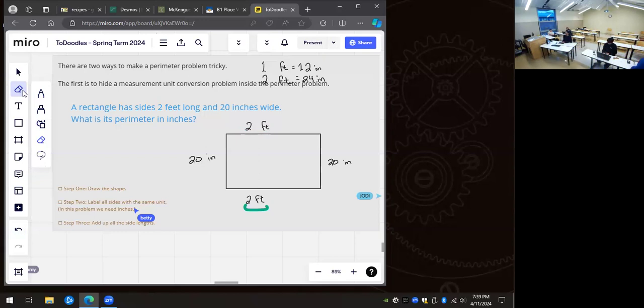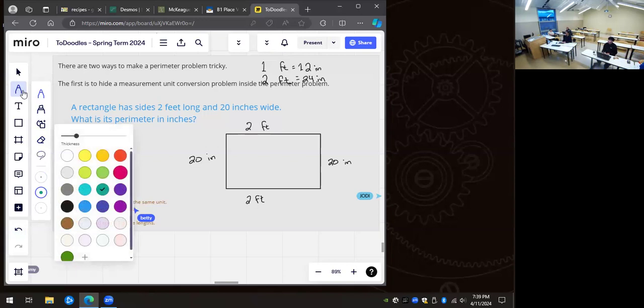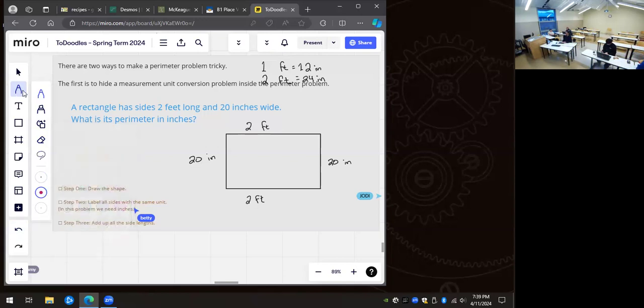2 feet and say, let's get rid of them and change them into 24 inches. And now I have inches everywhere, and I can do the problem. So I'm going to pick one corner. Make sure I'm going all the way around, 24 and 20, another 24 and another 20. And I get 88 inches.